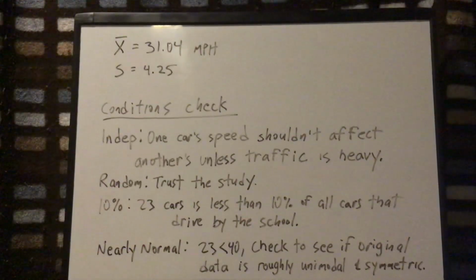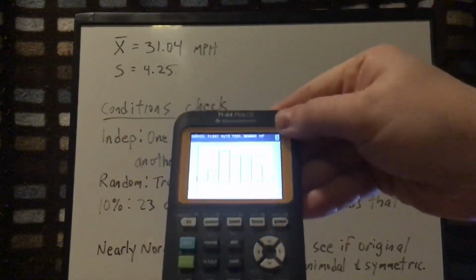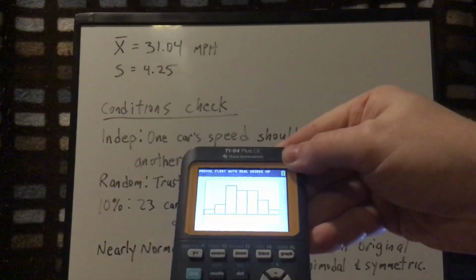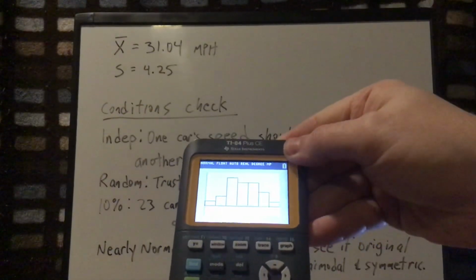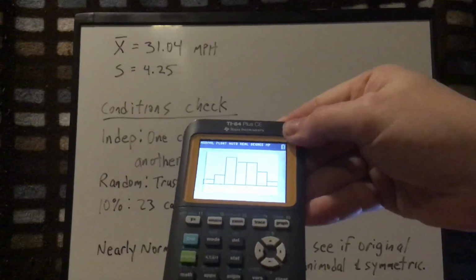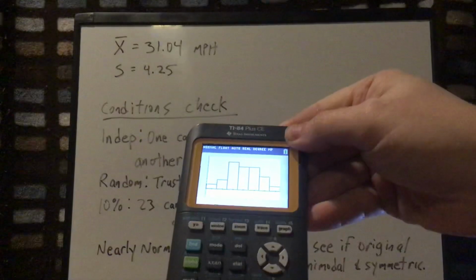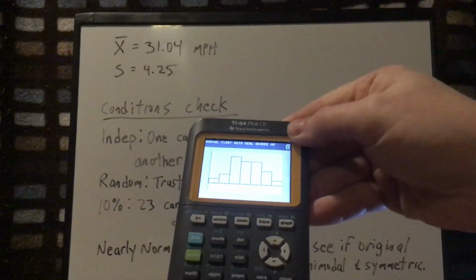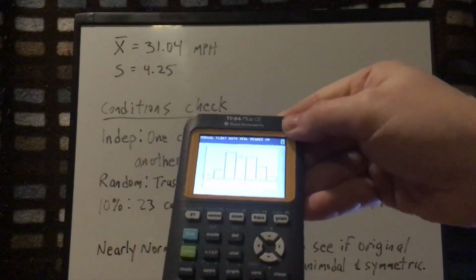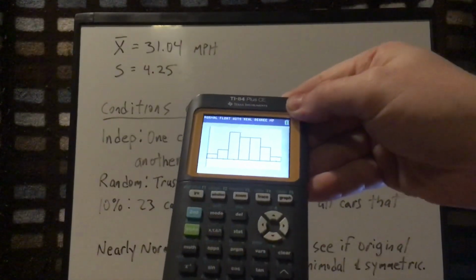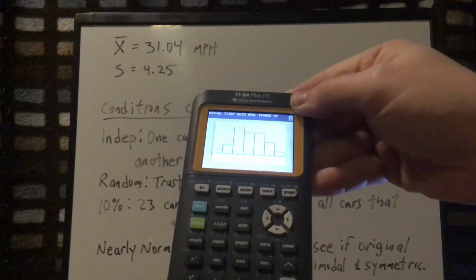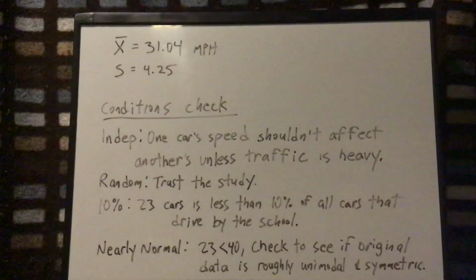So this is a histogram of the original data. Notice the original data is the speeds of the cars going by. It's roughly unimodal and symmetric. It isn't perfect. It doesn't have to be perfect. We're between 15 and 40. We're just looking for roughly unimodal and symmetric. It's sort of high in the middle, low on the ends, good enough. So long as it looks roughly that way, we're good. So the nearly normal condition is met.